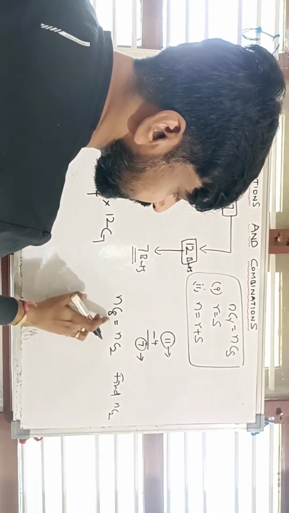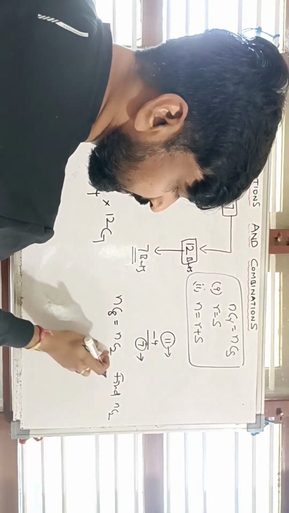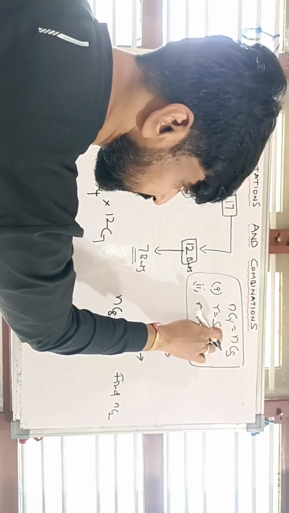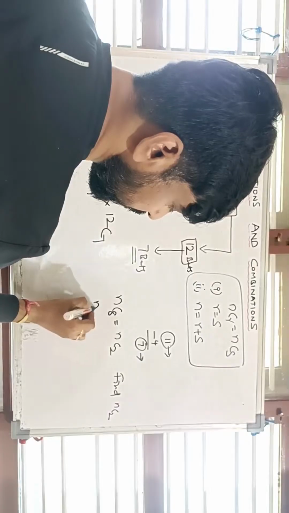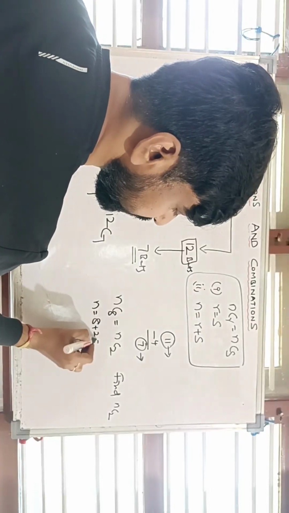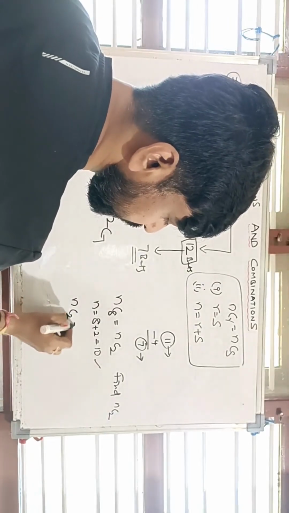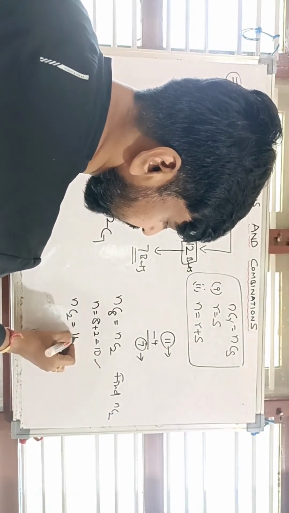Now here nC8 equal to nCs means r and s can never be equal. So the first case is not possible. Only one case is possible among the two. So if this is not possible, automatically this is possible. So n can be written as 8 plus 2, that is 10. Now they are asking for 10C2. nC2, where n is 10, 10C2.